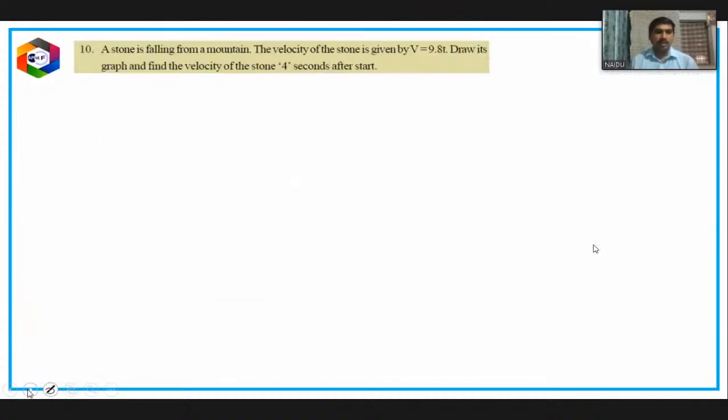Yes. Again, we have another question. Actually, this question is also connected again to physics.